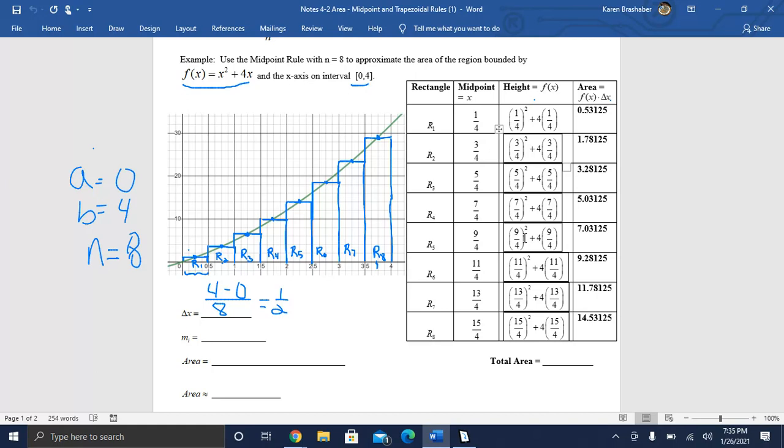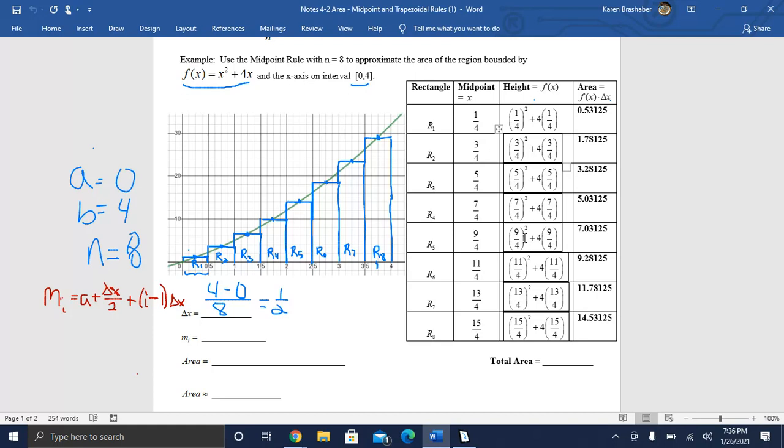And that formula is, and I'll work with it on this side of my screen. You should have plenty of room on your paper. My formula for Mi, which I have at the top of this page, is A plus delta X over 2 plus I minus 1 times delta X.